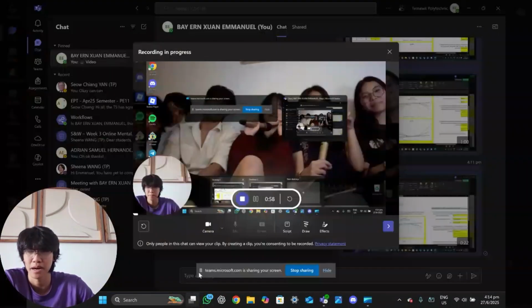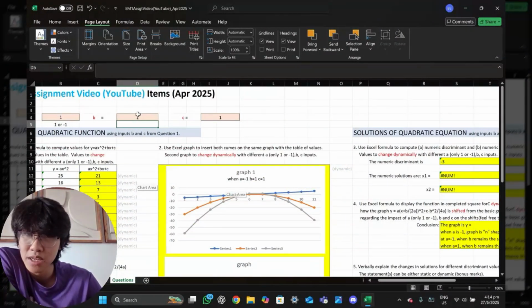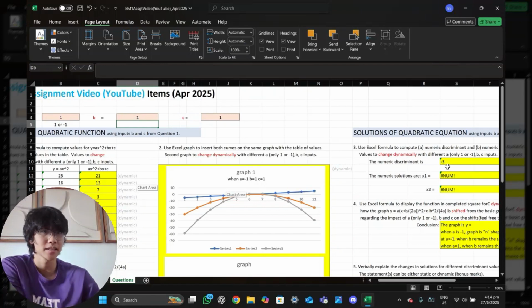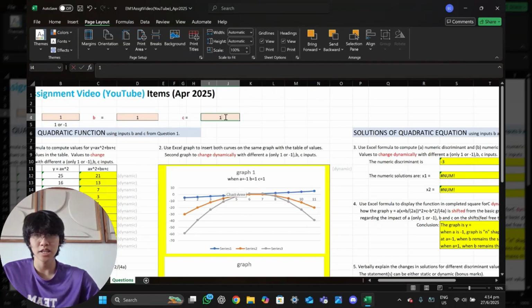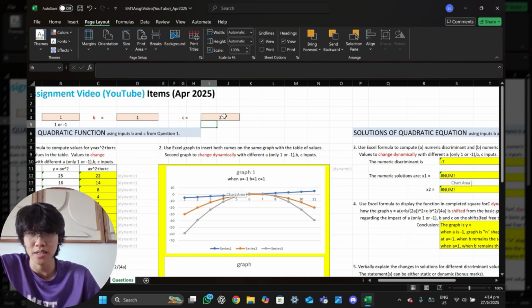Hi guys, so now we're doing question 5 again, sorry. But now a equals +1. So when a equals +1, b equals +1, c equals +1, we can see that the discriminant is -3. Now let's change c without changing b. We can see that the discriminant decreases. So c causes a decrease in the discriminant.